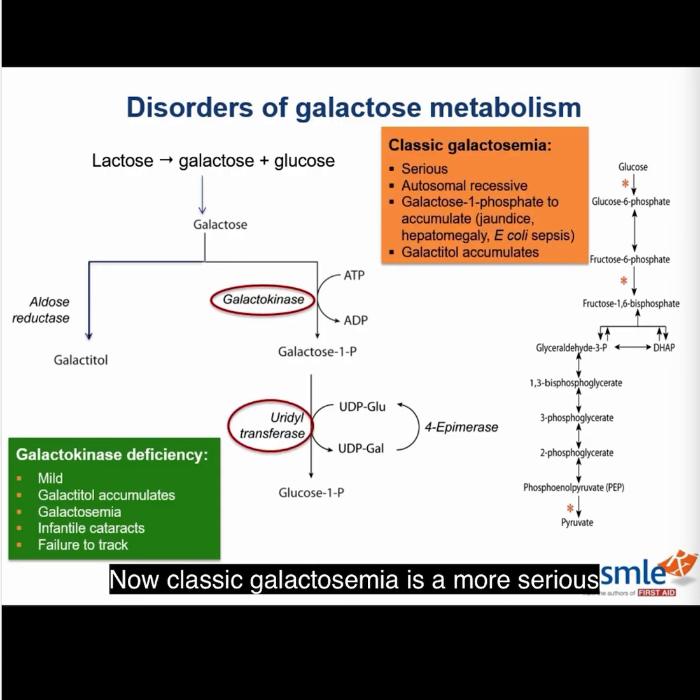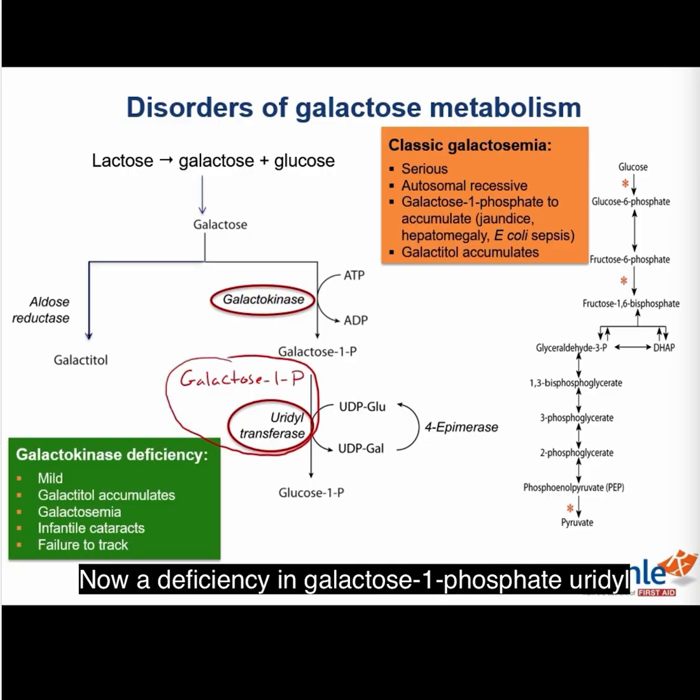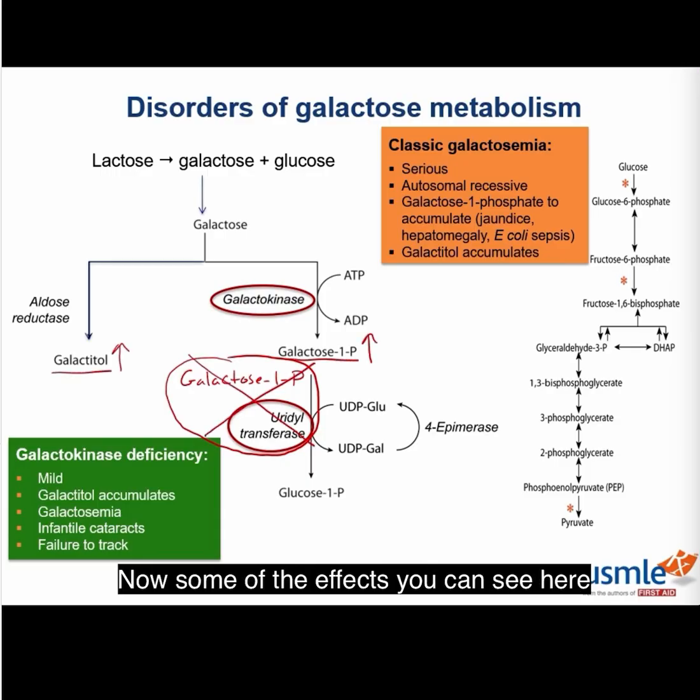Now, classic galactosemia is a more serious autosomal recessive deficiency of galactose 1-phosphate uridyl-transferase. A deficiency in galactose 1-phosphate uridyl-transferase causes galactose 1-phosphate as well as galactitol to accumulate inside of cells, causing some of the same effects as galactokinase deficiency. Some of the effects you can see here are infantile cataracts as well as some new signs due to galactose 1-phosphate accumulation, and these include jaundice, hepatomegaly, and sepsis in neonates, particularly with E. coli.